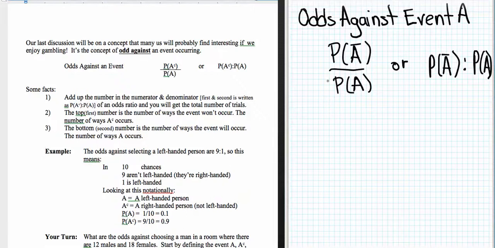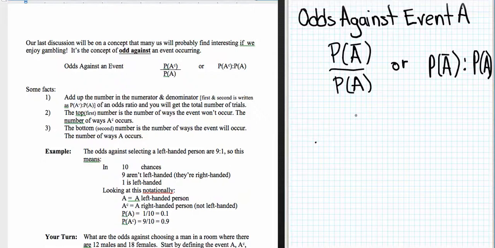But usually we're going to come across these not from classic probability, but usually from a relative frequency. So this would be P of not A and P of A. What we're going to be seeing in the odds is just going to add up to be the total number of trials. And the number on the top is going to be the number of ways that the complement will occur, and the number in the denominator will be the number of ways that the event itself will occur. And that's, again, what these facts say. So let's just decompose that in a little bit different way here.